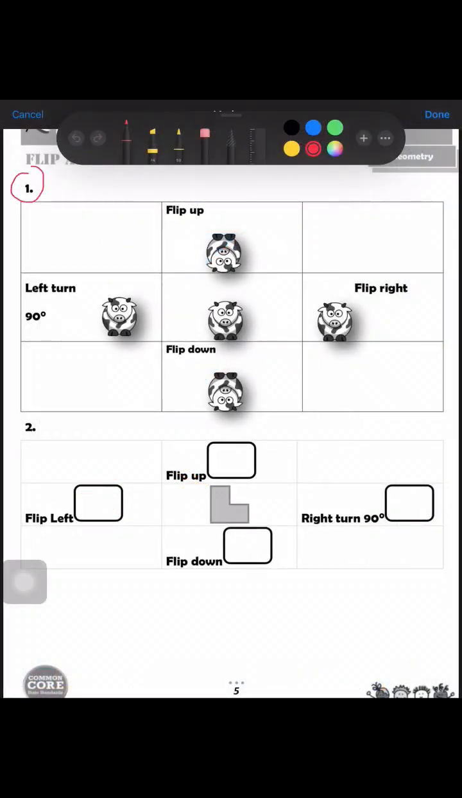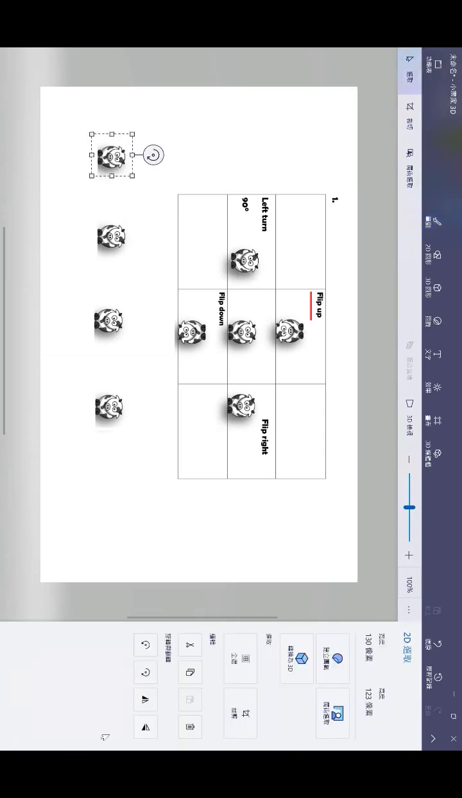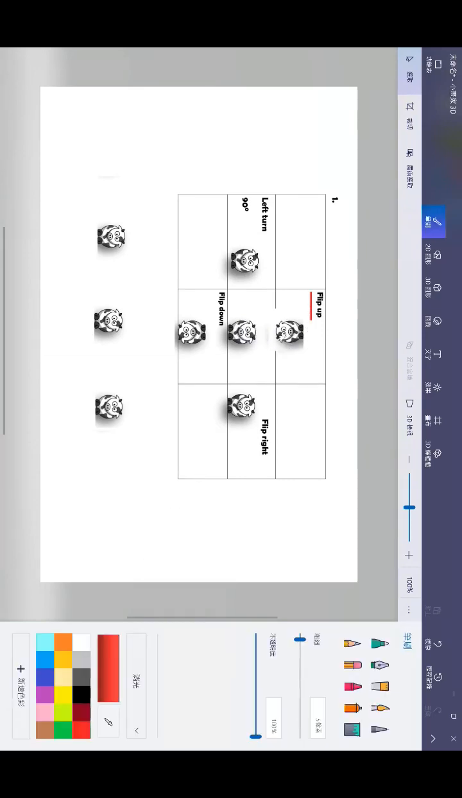Okay, and then we move on to page 5. Take a look at question 1. As you can see here, there are many cows, and we try to flip up the cow's picture. So we choose the first cow picture below, and we try to flip it up. Is it the same? Yes, when we flip it up, it becomes like this. Its head is facing the ground, and its legs are facing the sky.